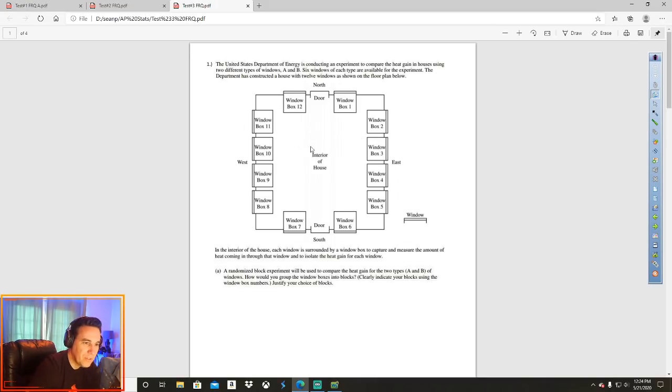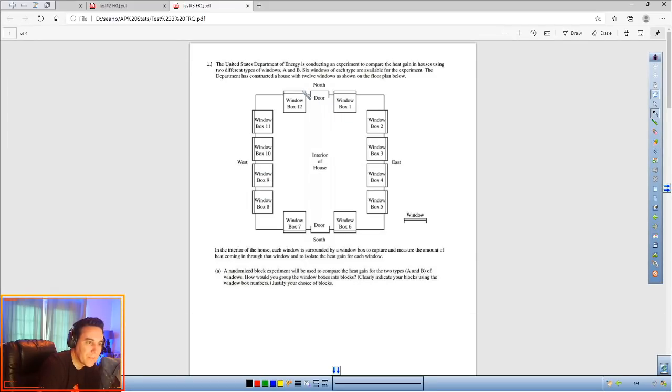So remember this one? You have the sun coming in. We're trying to measure these two different types of windows. We had windows type A and windows type B. And we're trying to see which one was better. So we had to figure out a way to put them in the house. So they told you to do a randomized block experiment to compare the heat gains, so clearly indicate your blocks.